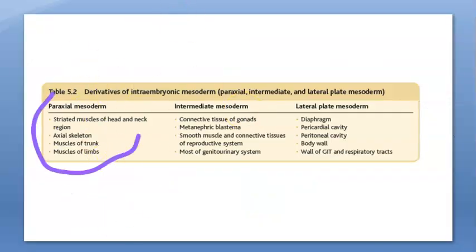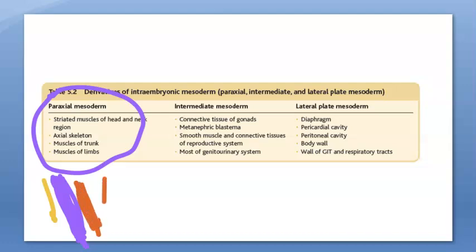Okay, the paraxial mesoderm. So where is it? It's beside this neural tube. So neural tube is here, means beside it there is something, right? So what will it form? This paraxial will form the axial skeleton. So vertebra, ribs, all that. Then muscles also, muscles of the trunk and muscles of the limbs. So it will give some bones and muscles, something you can remember.